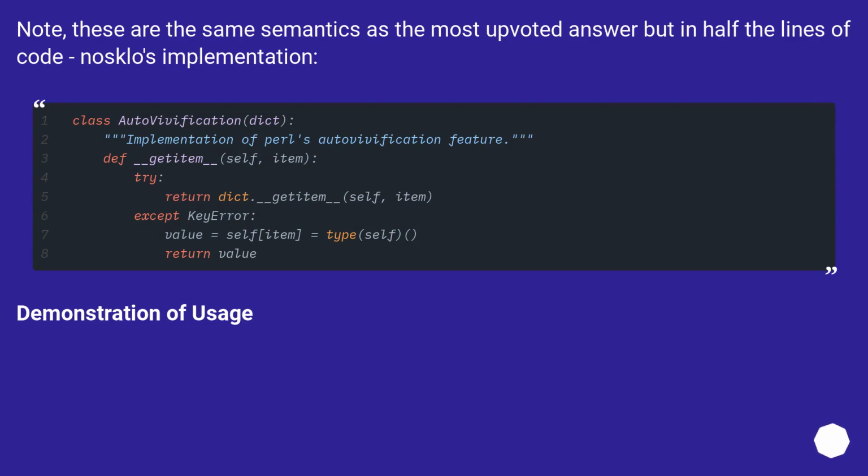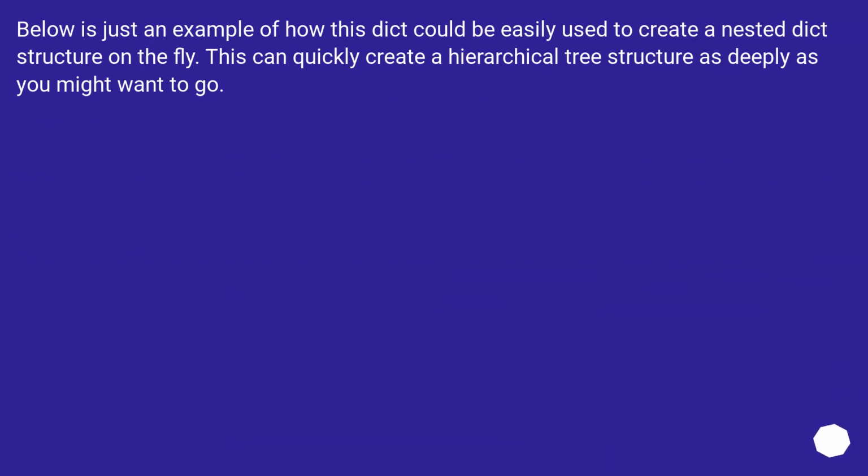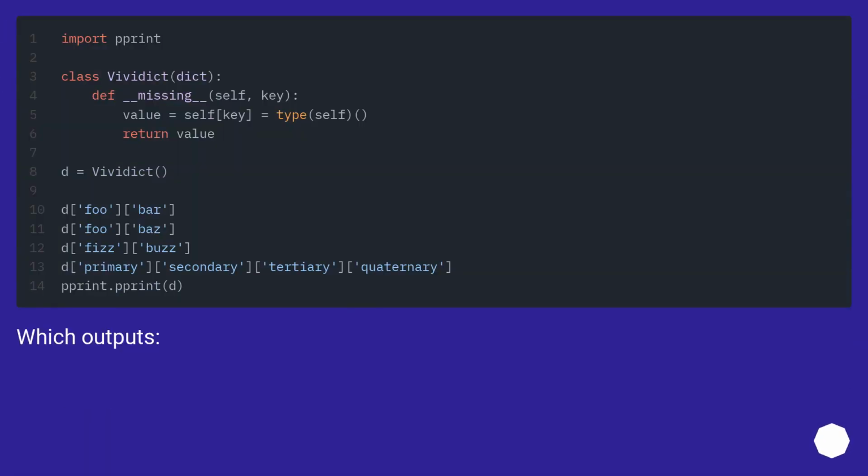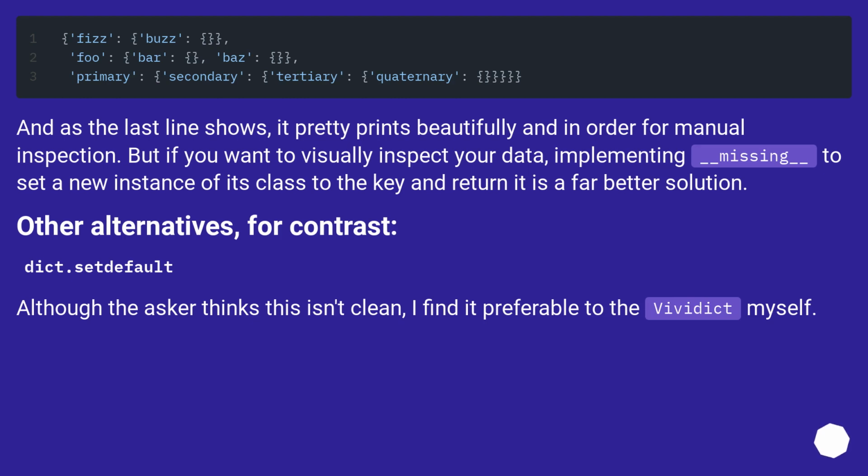Demonstration of usage. Below is just an example of how this dict could be easily used to create a nested dict structure on the fly. This can quickly create a hierarchical tree structure as deeply as you might want to go. Which outputs? And as the last line shows, it pretty prints beautifully and in order for manual inspection.